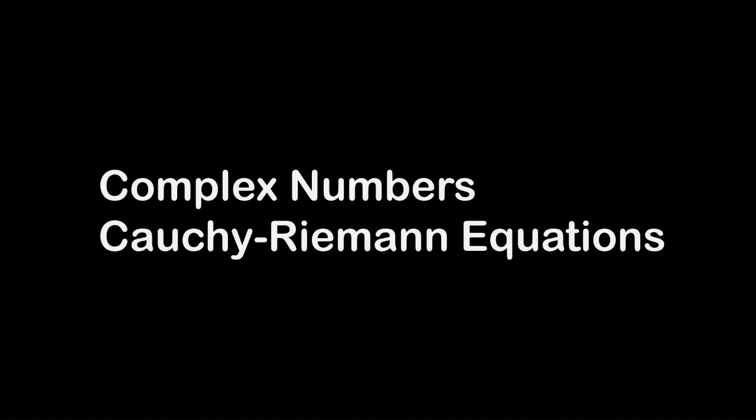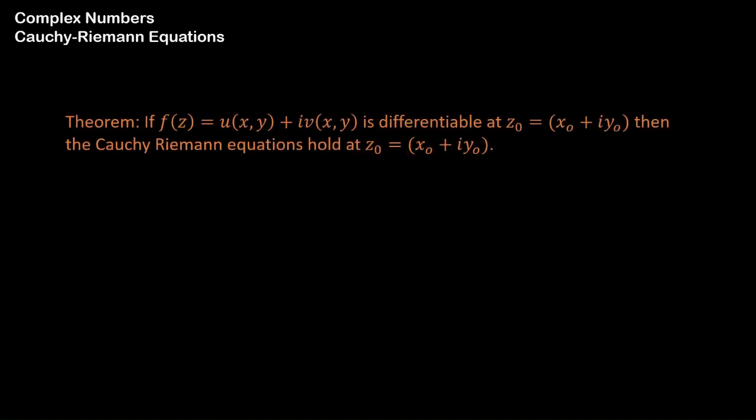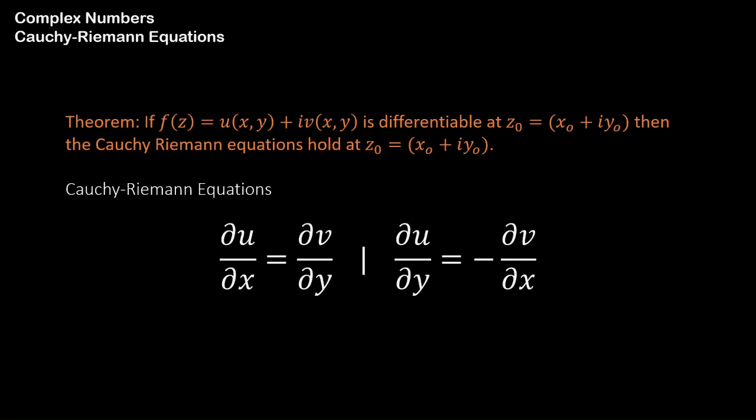So let's go to complex numbers, defining the Cauchy-Riemann equations and how we can use them to determine if our function is analytic or not. In theorem, if f of z equals u as a function of x and y plus iv as a function of x and y is differentiable at a point z sub 0 equal to x sub 0 plus i y sub 0, then the Cauchy-Riemann equations hold also at z sub 0 equals x sub 0 plus i y sub 0.